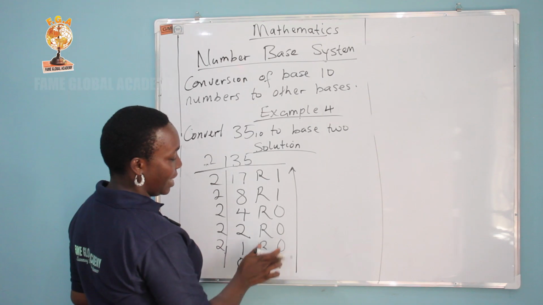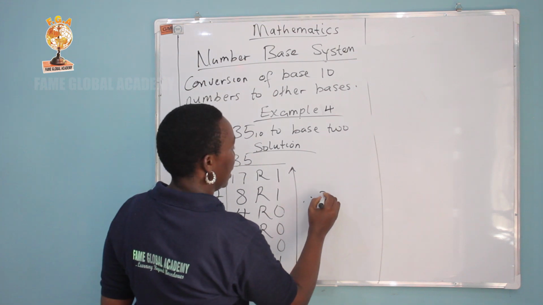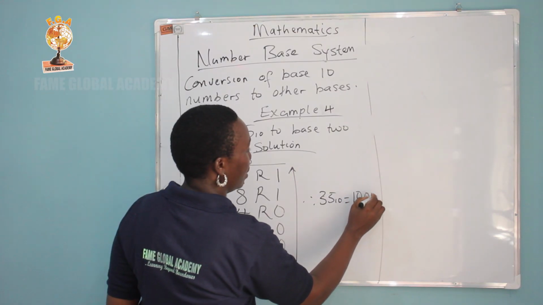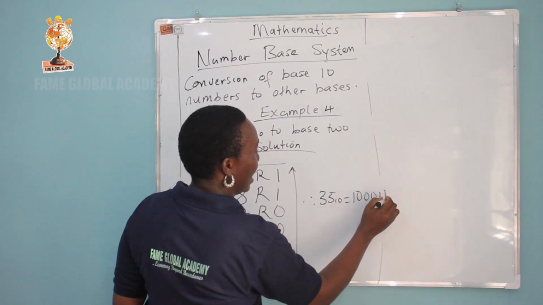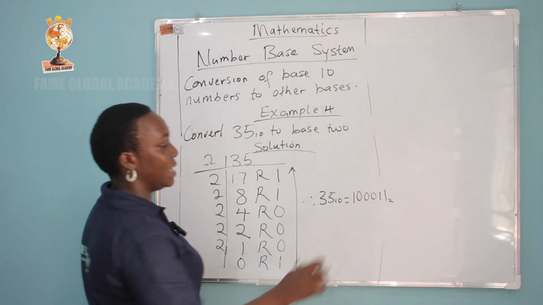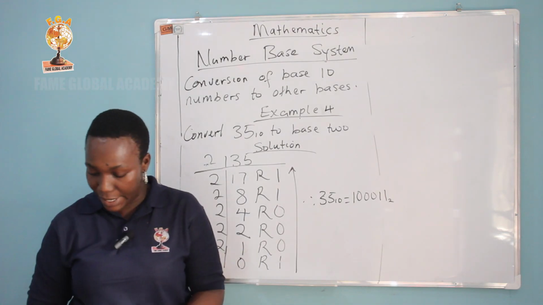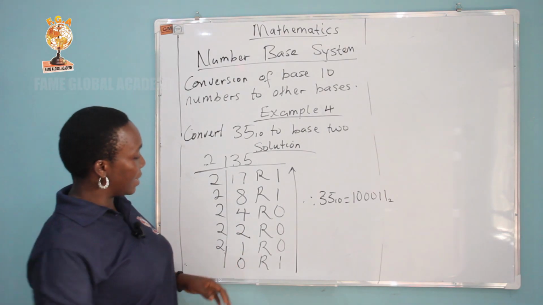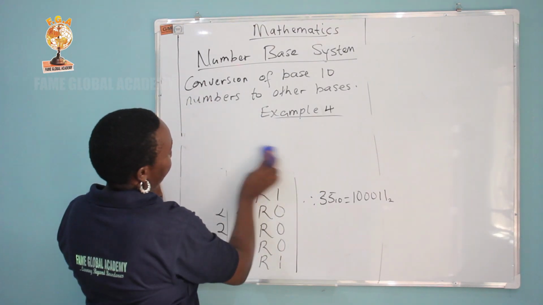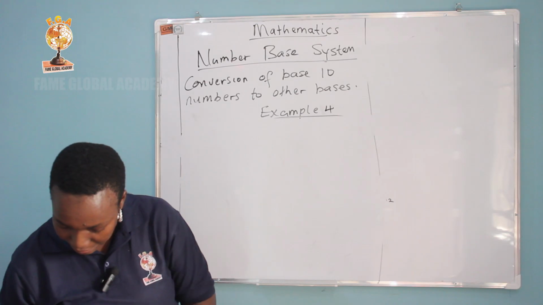So our answer will be 100011. Okay, so it says therefore 35 base 10 is equal to 100011 base 2. So that's our answer for example 4. Okay, so let's take another example, example 5, still under this binary. So let's take example 5.